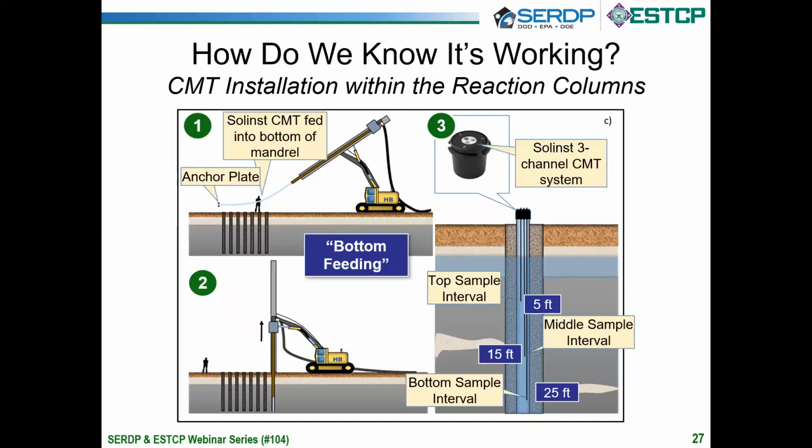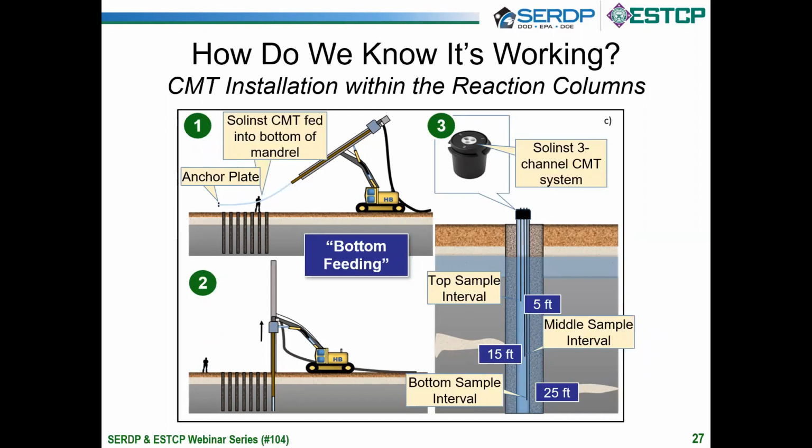So in this case, the CMT well was fed up the mandrel, or the cylindrical rod. It was attached to the base with an anchor plate. And then the mandrel was pushed to depth as it was for all the other 800 reaction columns. And ZVI was filled around the annulus of the CMT within that mandrel. So once at depth, the mandrel was lifted, the ZVI material filled that void space as it was moving upwards, and it created a CMT well within the reaction column, which is pretty cool.